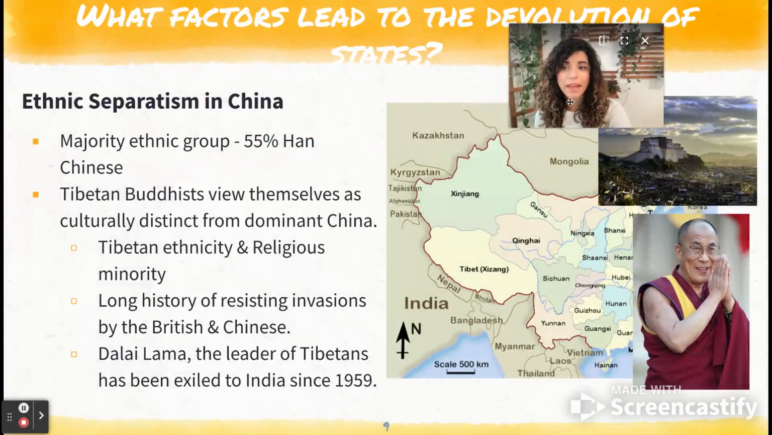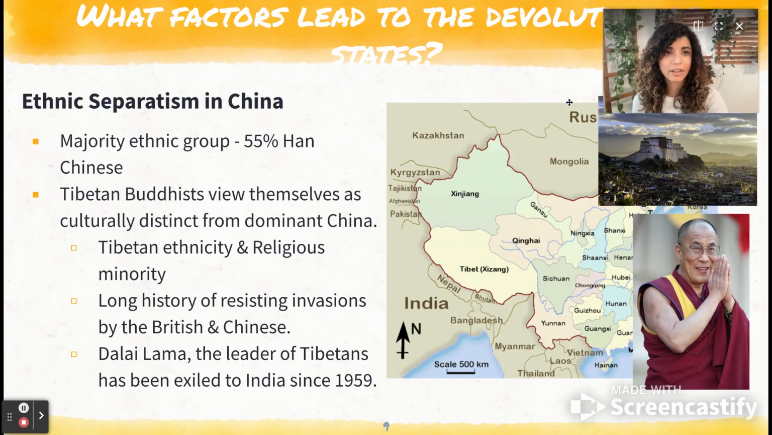So ethnic separatism in China, I'm pretty sure we've all seen this in the news, different issues that China has in their various regions. Overall, the population of China is about 55% Han Chinese, the ethnicity. Tibet is one of the regions that wants its own independence, where we see the devolutionary movements definitely happening.